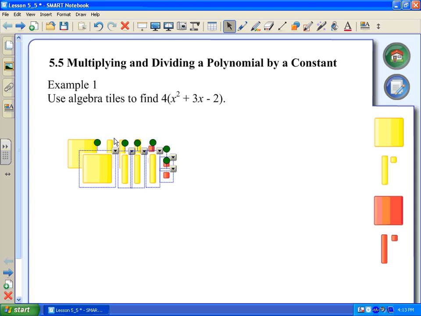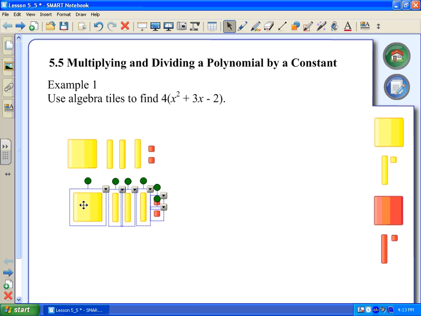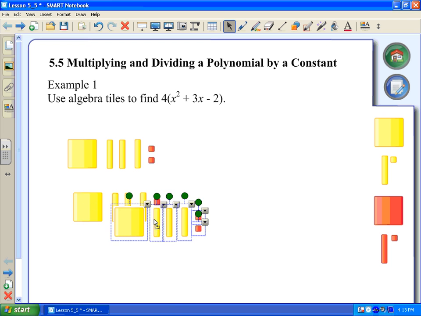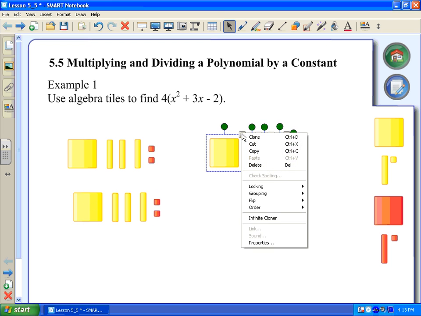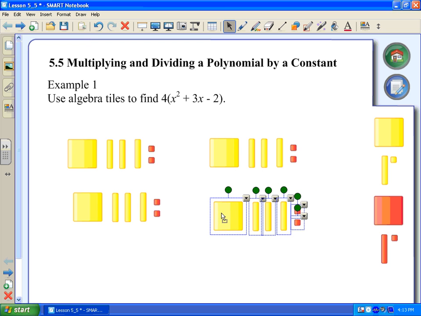So I'm going to clone it. Here's my second group. Clone it again. Here's my third group. And if I clone it a third time, I now get my fourth group. So now I have 4 groups of this. Okay, well, what's it mean when I simplify it?